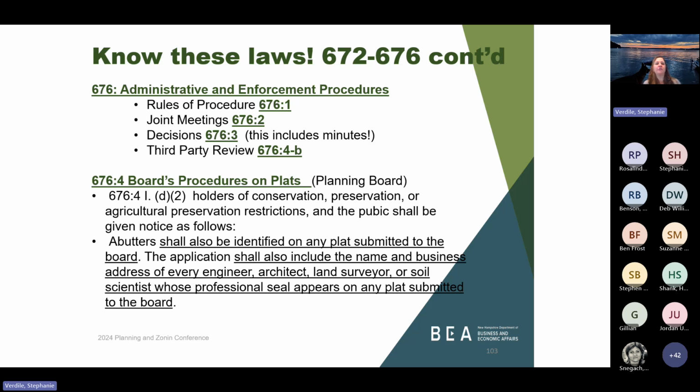If you're not aware that third-party review is made available to you and it's paid for by the applicant, if you didn't know that, then you're missing out on some opportunities for the applicant and for the town, someone to work on your behalf. So that's why I would take the test.